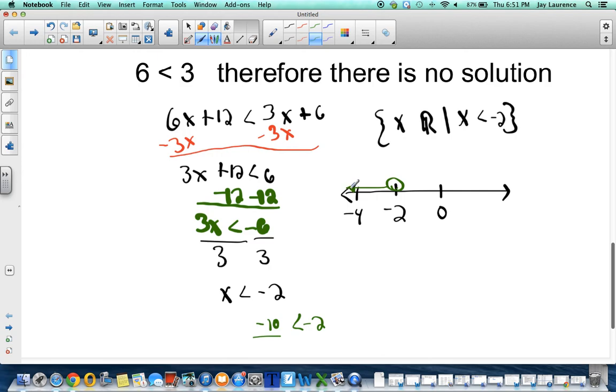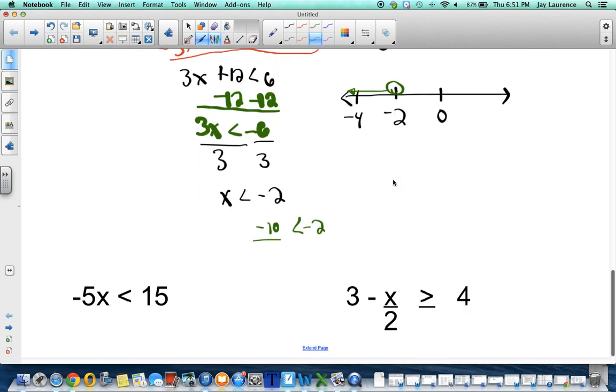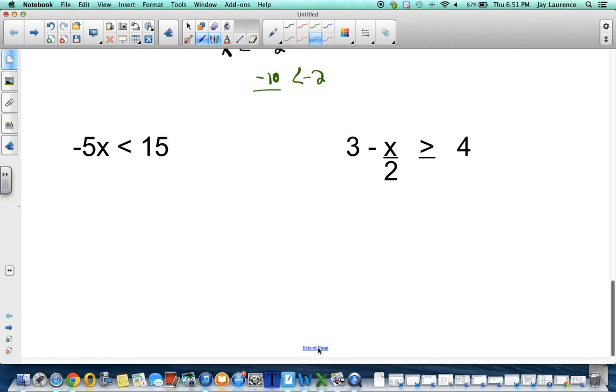So what we're showing on the number line is all the numbers in the real number system. And remember, there are more numbers on the number line than there are stars in all the universe. Okay? This picture is showing me every possible solution to the inequality 6x plus 12 is less than 3x plus 6. Okay, now there's one thing you got to be careful of, and we're going to show it here.